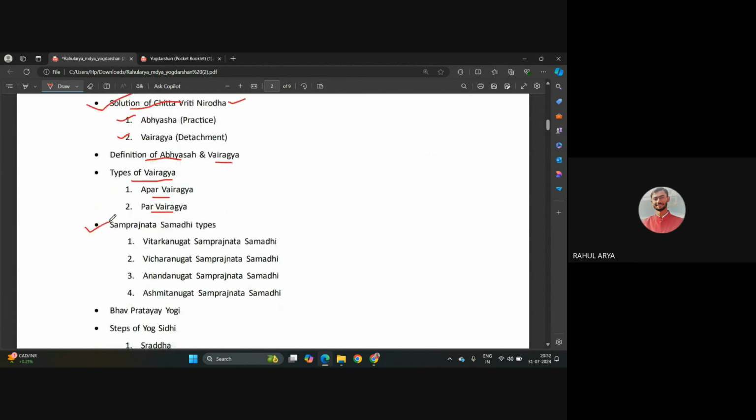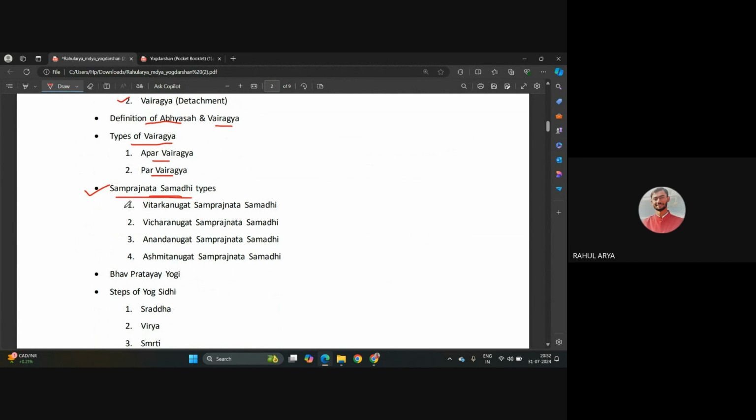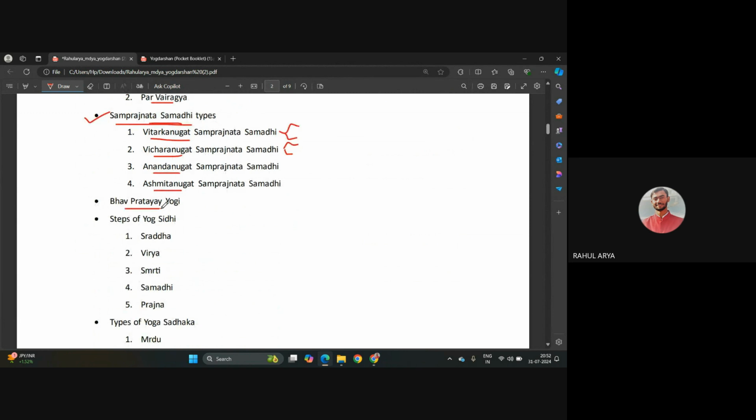After that, the description of samadhi. Mainly he is highlighting samprajnata samadhi here. Maharishi Patanjali is categorizing samprajnata samadhi: vitarkanugata, vicharanugata, anandanugata, asmitanugata. And after that, also different other types. Like that, you will get many kinds of samadhi here. That's why the chapter name is also Samadhi Pada. Bhava yogi, Videha yogi, Prakriti laya yogi are described here.